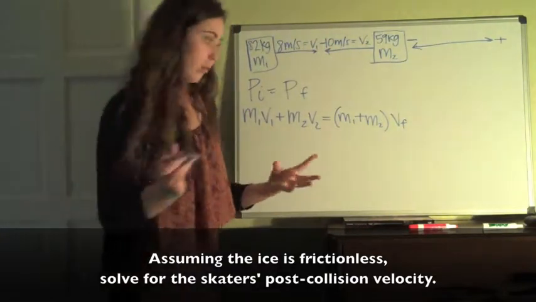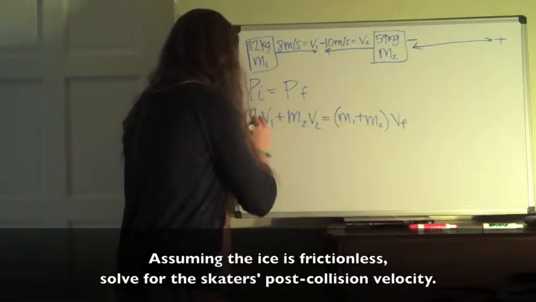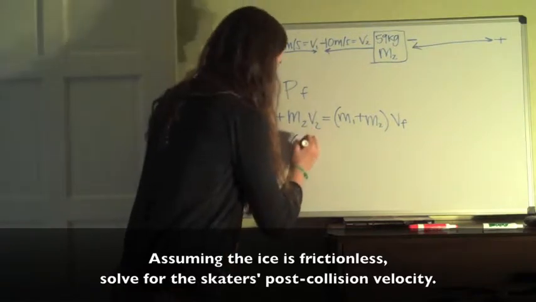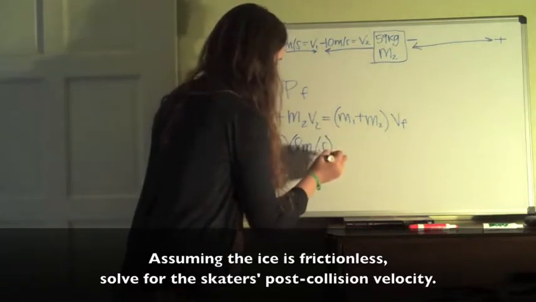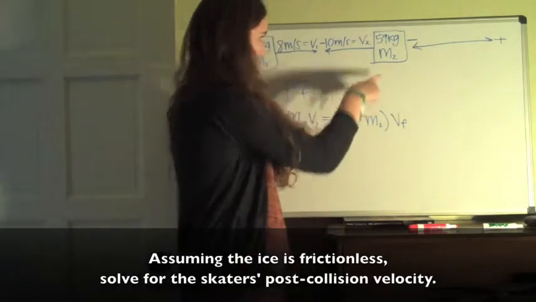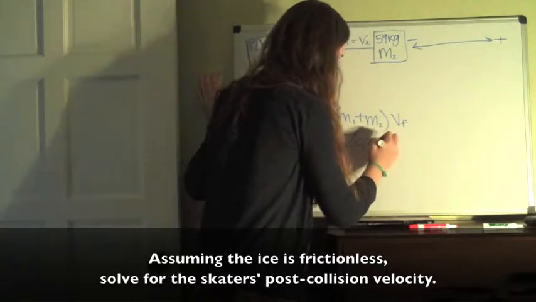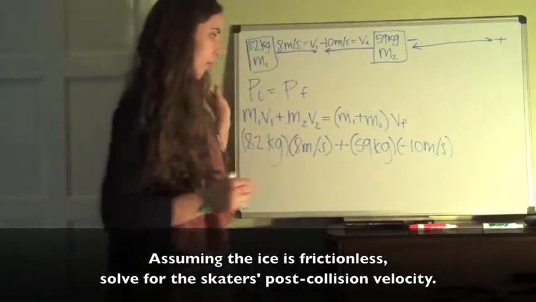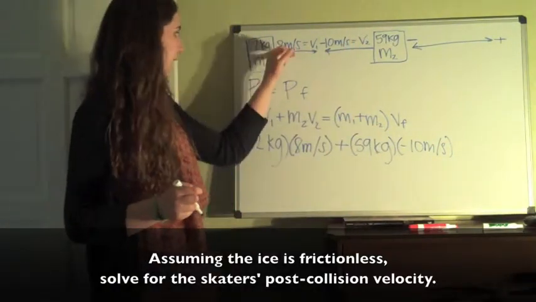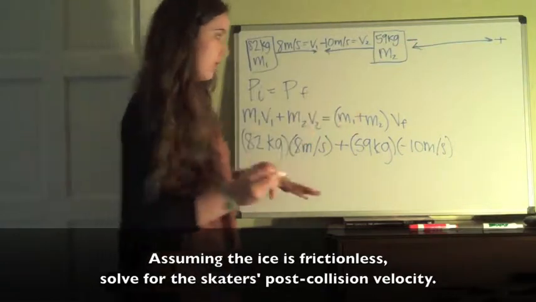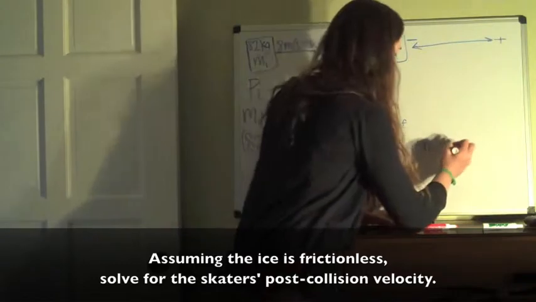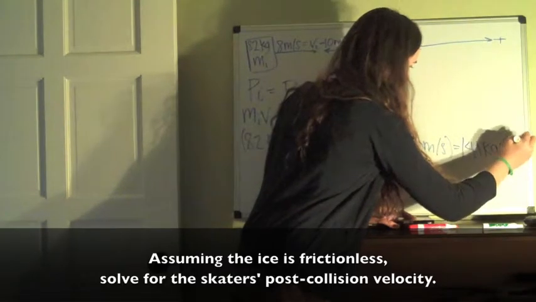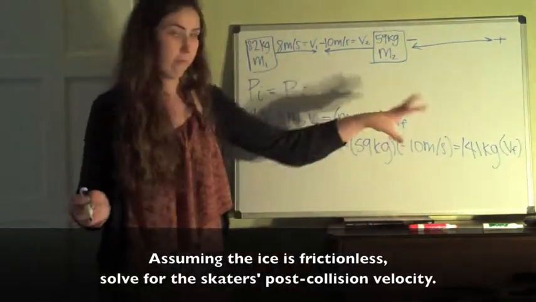And then all we need to do is substitute our values. So we can see that M1 is 82 kilograms, V1 is 8 meters per second. And then we're going to add that to M2, 59 kilograms, times negative 10 meters per second. And that is going to be equal to M1 plus M2, so 82 kilograms plus 59 kilograms, which is equal to 141 kilograms. So we'll just write that as 141 kilograms times V final, which is a variable that we're solving for. So we have all of our variables plugged in.